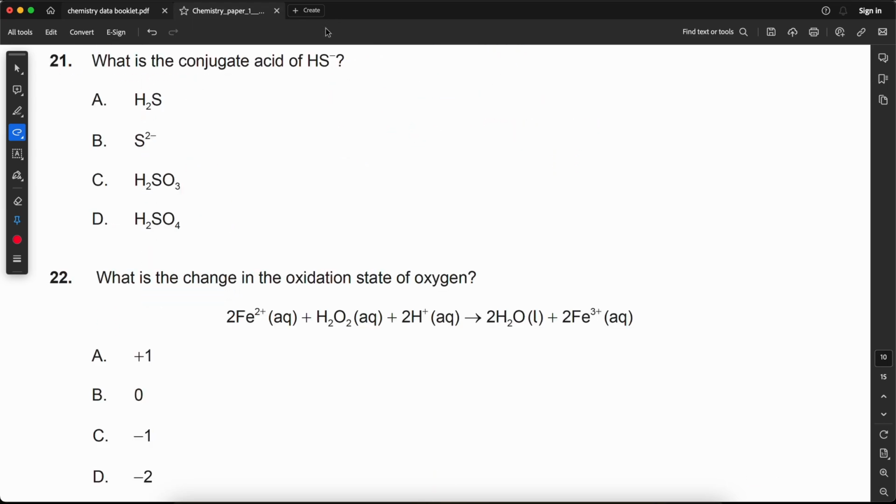What is the conjugate acid of HS minus? When HS minus reacts with water, it will form OH minus and H2S. Water will donate its proton, acting as an acid. HS minus will accept a proton, acting as a base. So OH minus will be the conjugate base and H2S will be the conjugate acid.